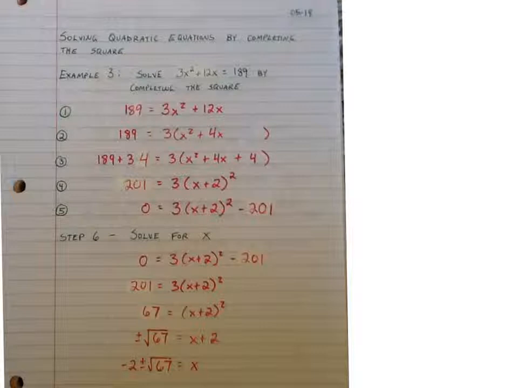The second part of this skill is solving quadratic equations by completing the square. A question might be phrased as such: solve 3x squared plus 12x equals 189 by completing the square. And this process is nearly identical to what we were just doing. The only difference is the f of x has disappeared.